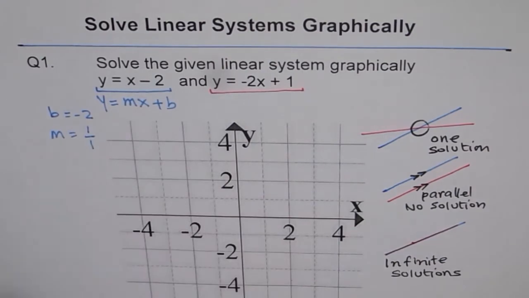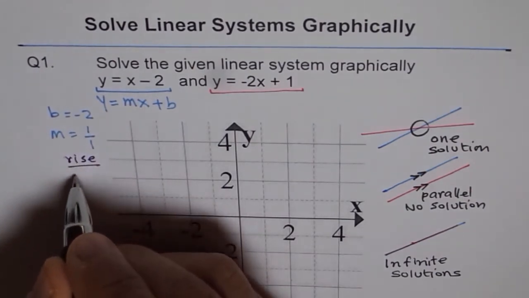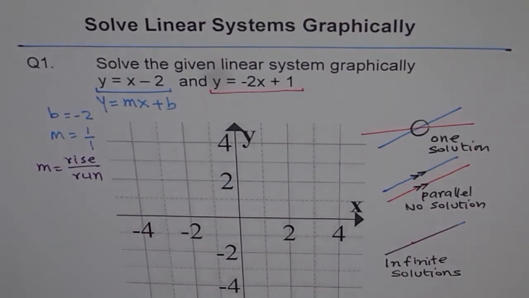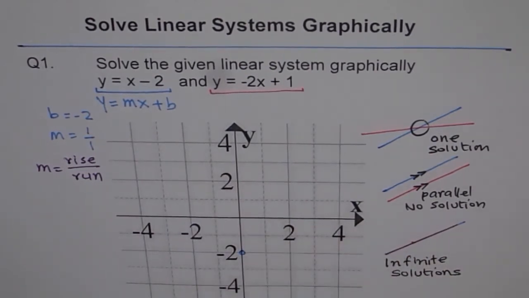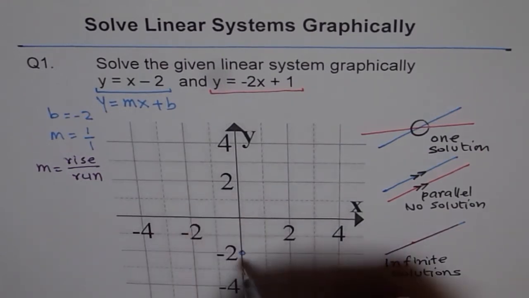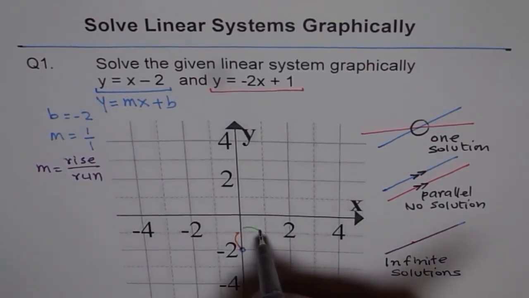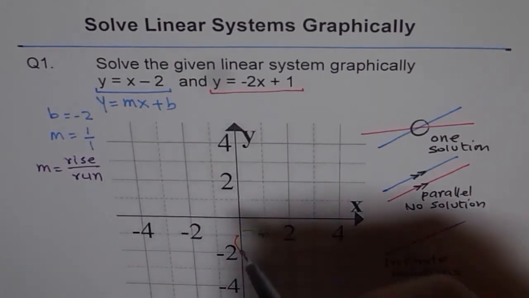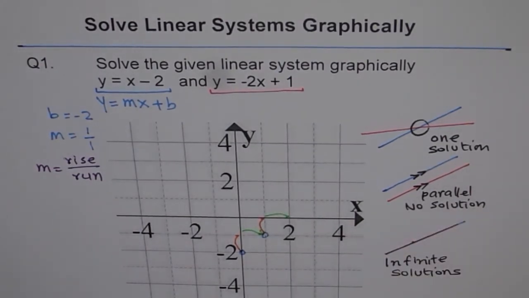So I'll write 1 over 1, mainly because you got it. Rise over run, correct? Rise over run is my slope, right? That's the slope I'm talking about. And in this case, both rise and run are 1, correct? So the y-intercept is minus 2, so that's my first point at minus 2. And then from here, we take a rise of 1 and a run of 1, correct? And get the other point, which is this. And then again, a rise of 1 and a run of 1 gives me the third point.